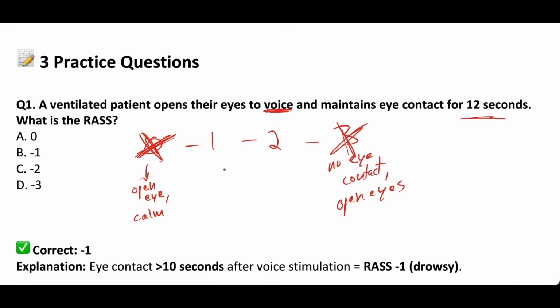And remember, for -1, eye contact is greater than 10 seconds to voice. -2 is eye contact less than 10 seconds to voice. We said that it was 12 seconds here. So it is the RASS of -1, B.